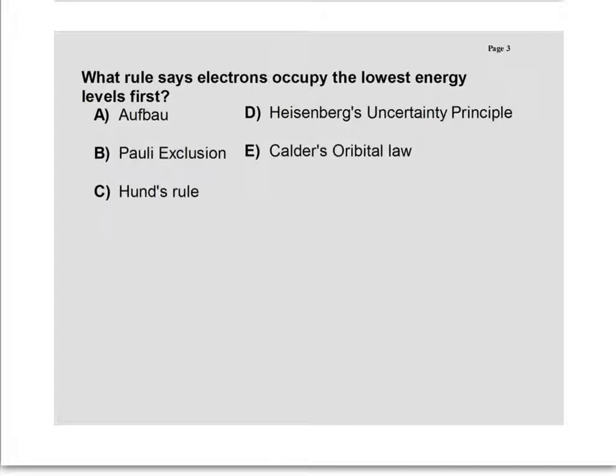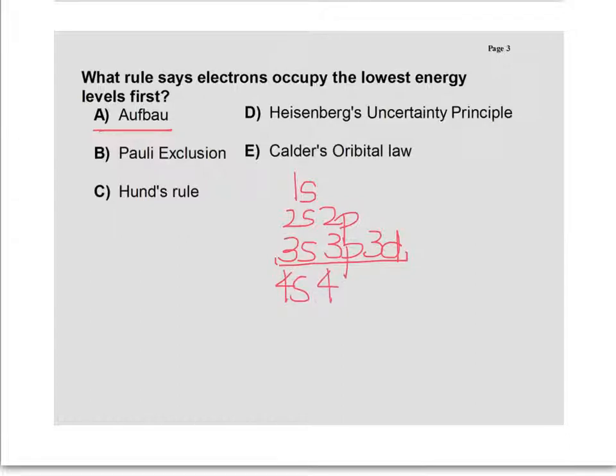The rule that says that electrons occupy the lowest energy level first is the Aufbau principle. You don't have to know the names of these for our test, but you do need to be able to follow the rules. So the Aufbau principle is basically the one that explains why you follow the arrows. Because despite the fact that, for example, 3D is on the third floor, we don't actually fill the whole third floor before we go to the fourth floor. We fill them in order of energy, and it turns out it takes less energy to fill 4S than it takes to fill 3D. So it fills in this order.